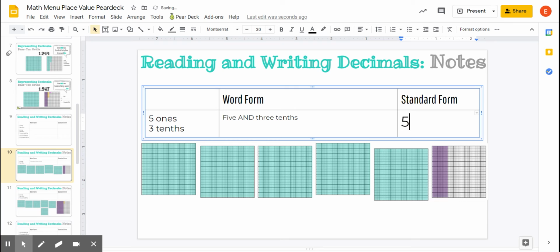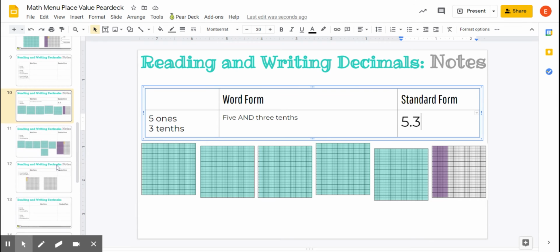So I have 5, and then my symbol of my decimal point that is separating my wholes from my parts. So 5 decimal point 3. I have 3/10. So 5 ones and 3/10 looks like this: 5.3, but when you're reading it to share the value of the number, we would say 5 and 3/10.